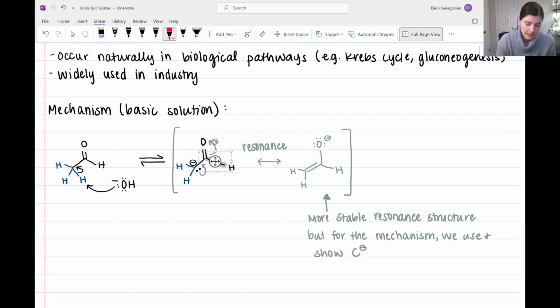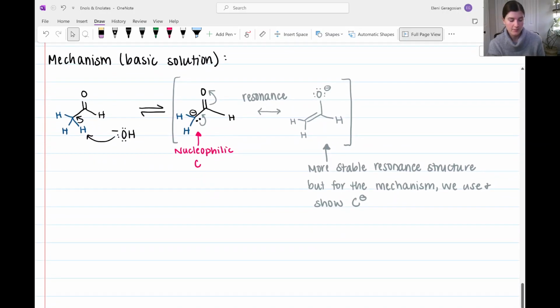Now, looking back to that structure where we have a negative charge on the carbon, this carbon has electron density. It has a pair of electrons that it could share. So that makes this carbon a nucleophilic carbon. So the C minus, carbon with the negative charge, is now nucleophilic. Okay, so with the base, we generate the nucleophilic carbon for some of the aldehyde starting materials.